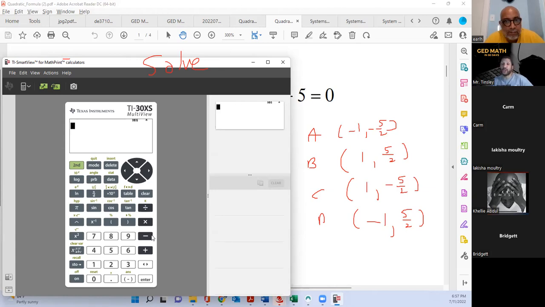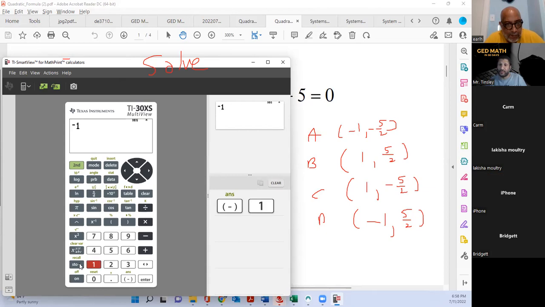-1. So how can I store -1 in my calculator? Down by the enter sign. If it starts with a negative, always use the negative next to enter. So -1, and then I hit what? Store. Store what? X.